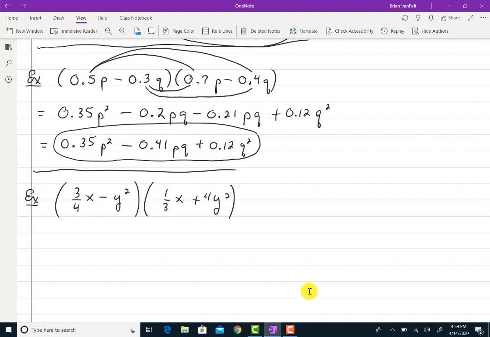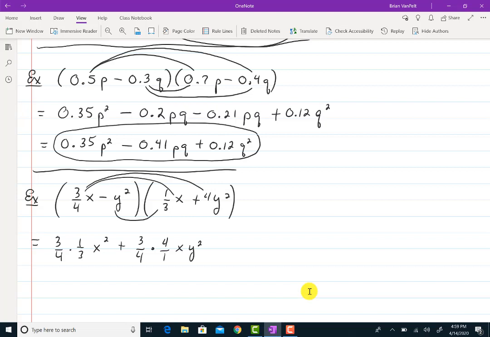Okay, now let's see what we get here. I'll do my first. So I'm going to do 3/4 x times 1/3 x. Let me put the 3/4 times 1/3 here. X times x will be x squared. Then I'll have my outer. Those will be positive because I'll have 3/4 times 4. I'll put the 4 as 4 over 1. Then I have an x y squared.